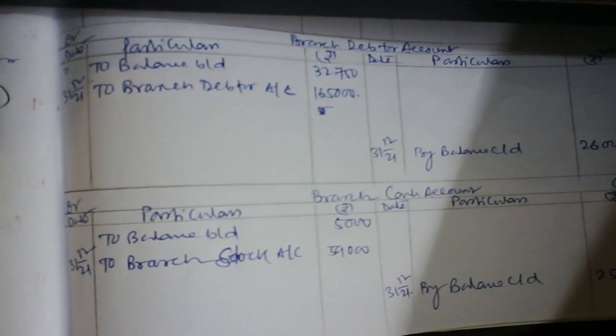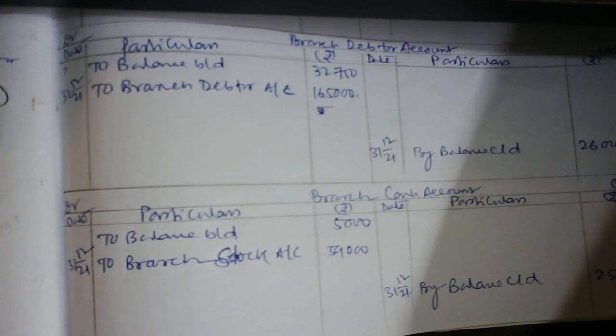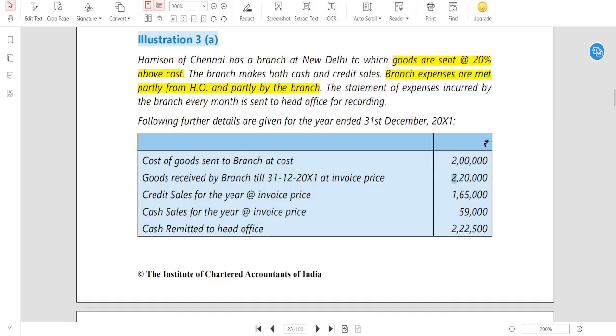Now after this we need to go to another part. It is said that cash remitted to HO, 2,22,500. It means 2,22,500 is the cash remitted to the HO. So when cash is remitted to the HO, that is 2,22,500, we need to make certain adjustments in this, correct?